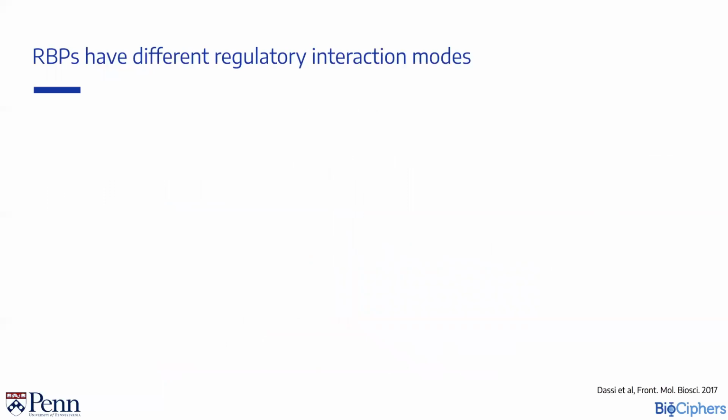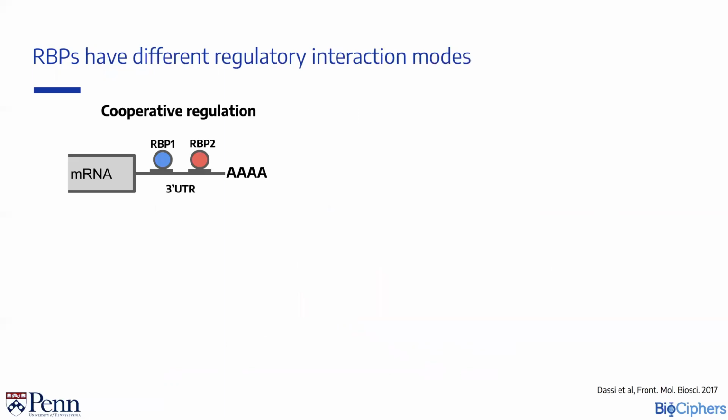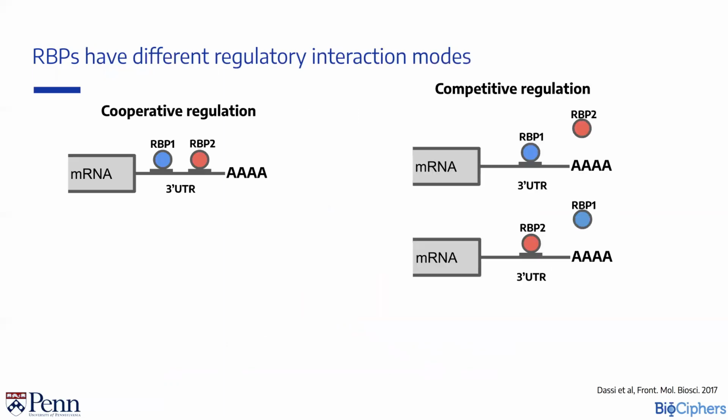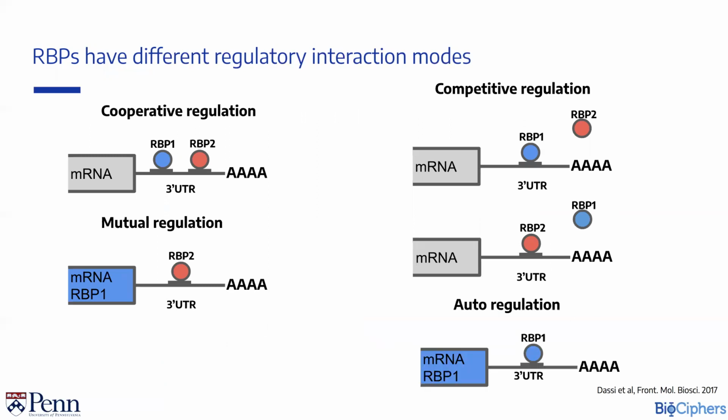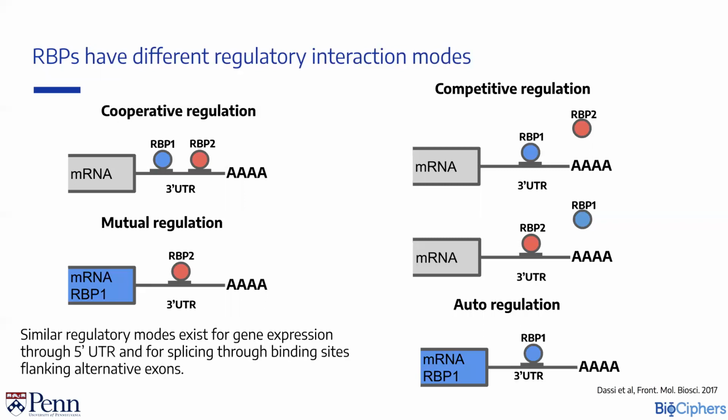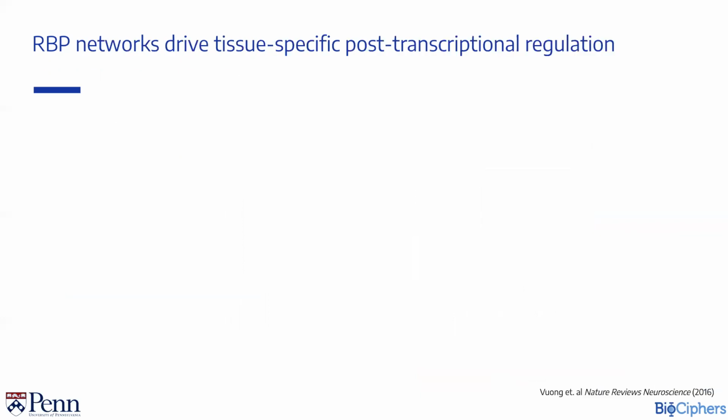They can regulate targets through different modes of regulation as well. RBPs can bind cooperatively to a target or compete with one another for this binding. They can also regulate targets through mutually managing each other's expression, and some RBPs auto-regulate their expression. Here I'm only showing you regulation in the 3' UTR, but similar regulatory modes exist for gene expression through 5' UTR and for splicing through binding sites flanking an alternative exon.